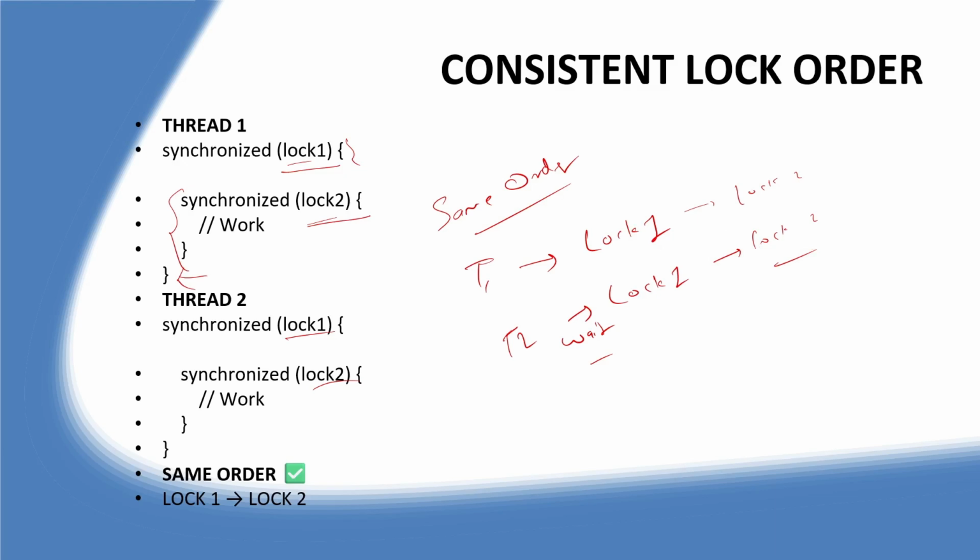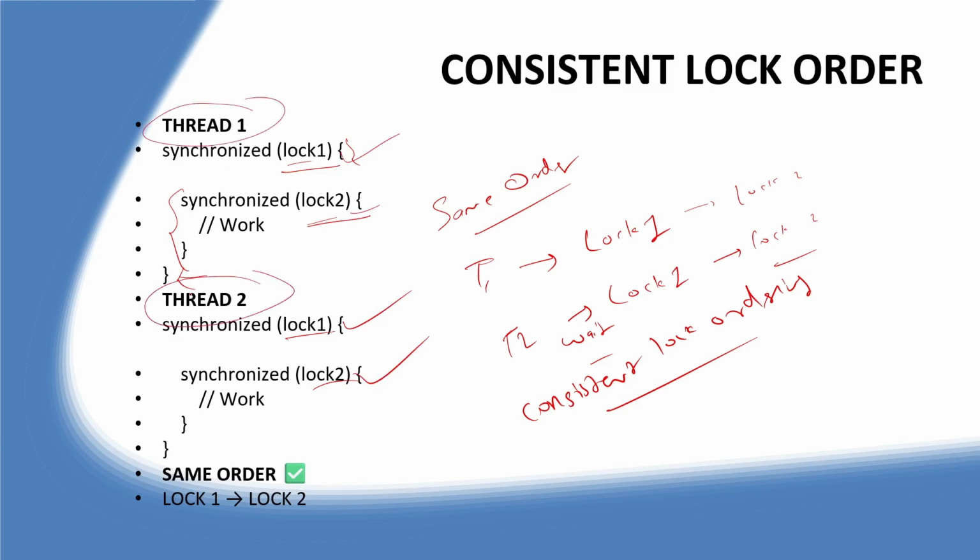This demonstrates one of the most important deadlock prevention rules: when multiple locks are required, in this example two locks, lock 1 and lock 2, use a consistent global lock ordering. What do I mean by consistent lock ordering? It should be in the same order. So here we have seen in the example lock 1, lock 2, and here also lock 1, lock 2 for both the threads.